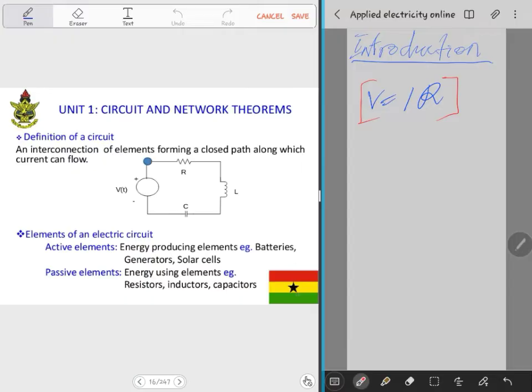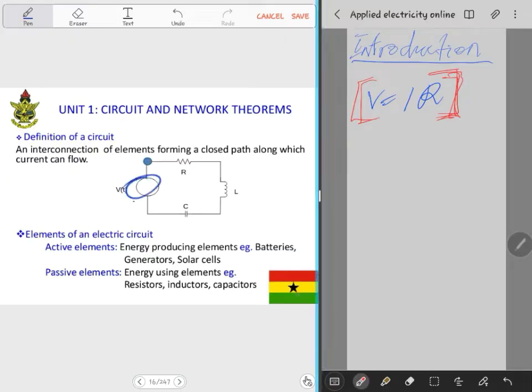Okay, definition: a circuit. A circuit is an interconnection of elements forming a closed path along which current can flow. So we are saying that for this equation to hold, and for discussions to be made on this equation, we have to have a closed loop. So current must be able to move from one place to the other.